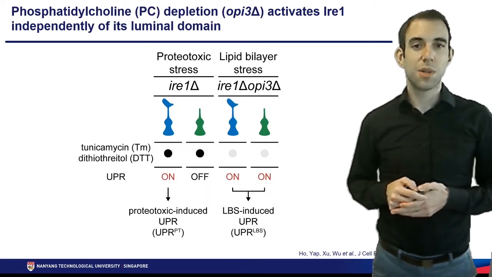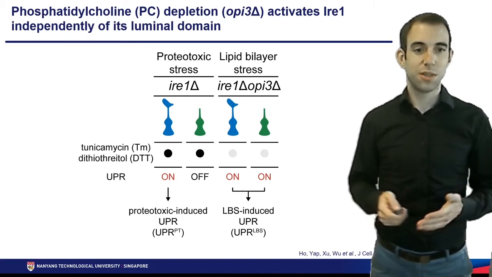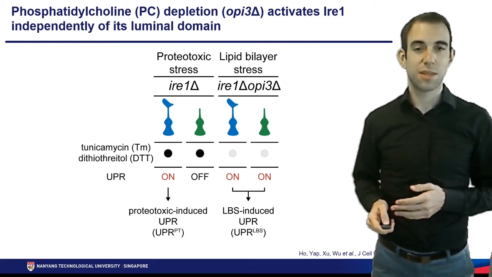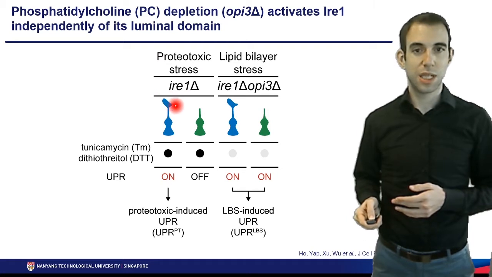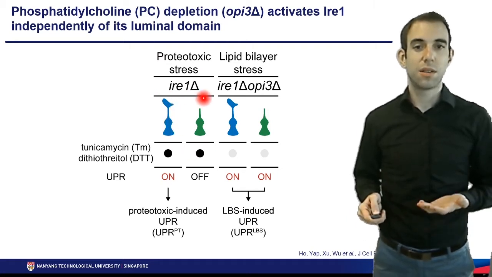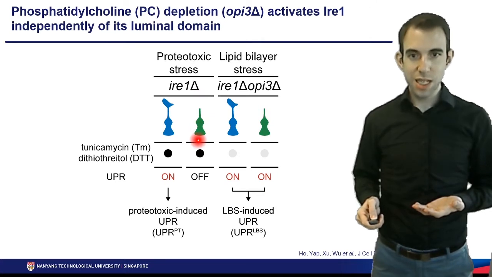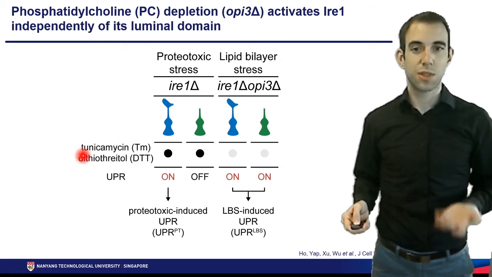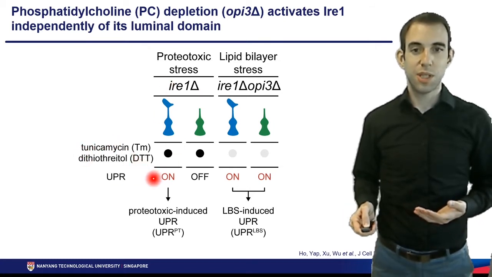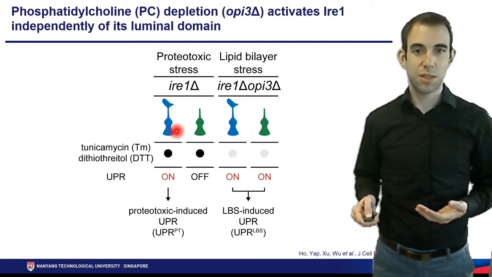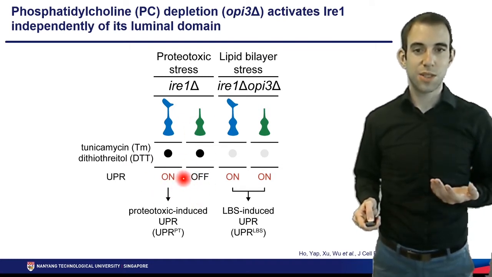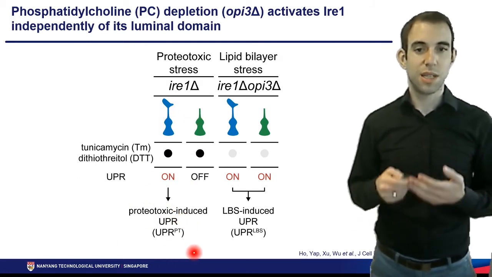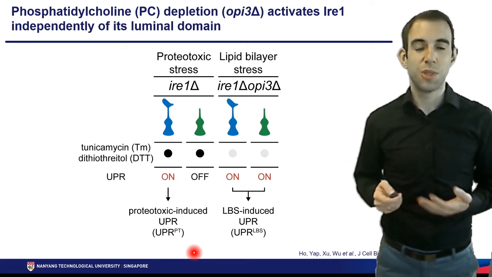So for proteotoxic stress, I'm not going to show you all the data here, but we have done a lot of experiments that can be summarized here. We use proteotoxic stress in a model where we have Ire1 knockout. We reintroduce Ire1 or Ire1 delta LD, and then we subject them to proteotoxic stress, either by using the drug tunicamycin or DTT. For the full length, we observe activation of the UPR, but not for Ire1 delta LD. So this activation, which is dependent on the luminal domain, we refer to as the proteotoxic stress-induced UPR, or UPR-PT.